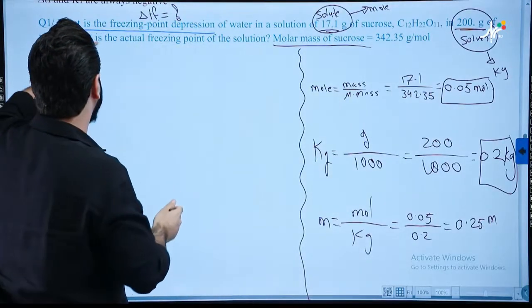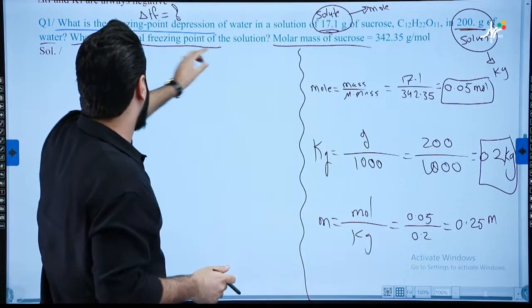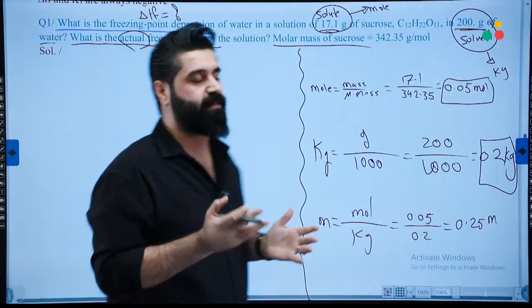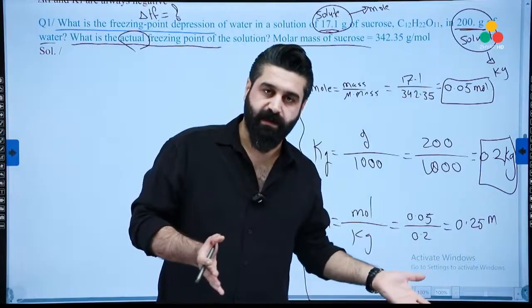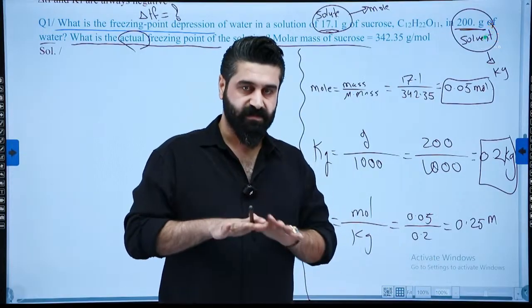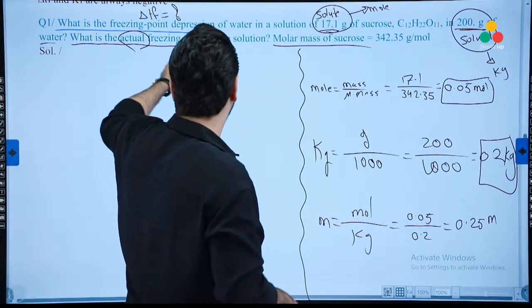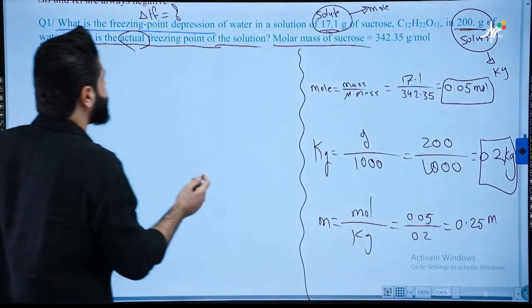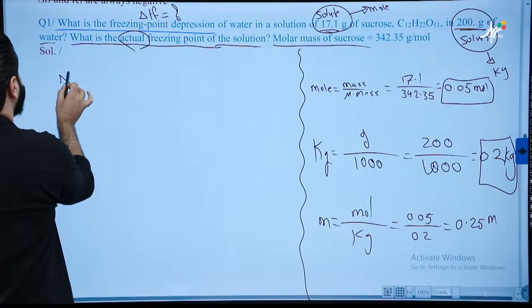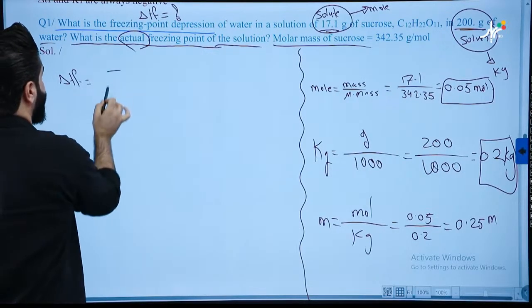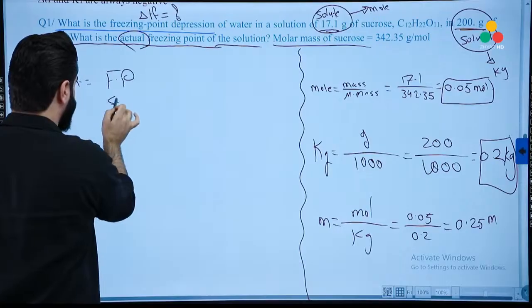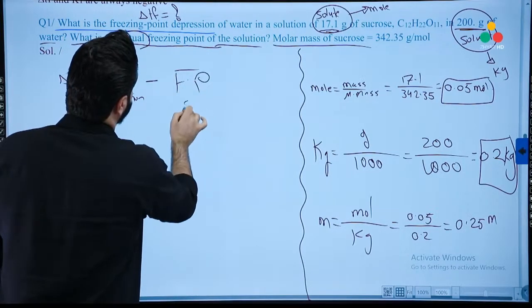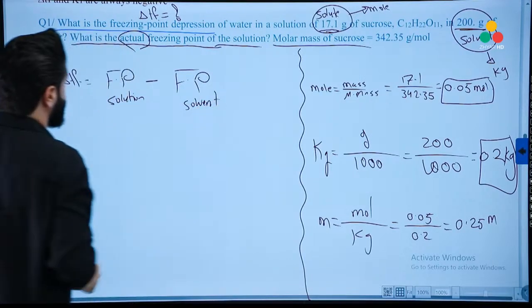Then, what is the actual freezing point? What I mean by the actual? Wait for the next lesson. I'll explain what I mean by the actual, practical, theoretical, experimental results. Stay focused. Okay. But what is the freezing point of solution? So let's have the rule that contains freezing point of solution. Delta Tf equals FP of solution minus freezing point of pure solvent. Nice. Okay.